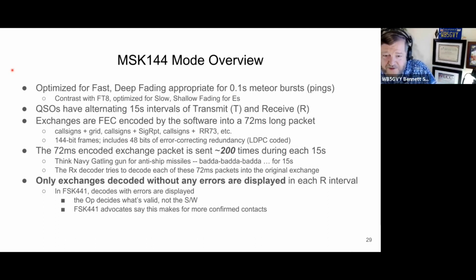We've already talked about the QSOs having this alternating interval between transmit and receive that lasts 15 seconds. Mentioned the error correction code. It's a form of forward error correction, FEC encoded, and all that's put into the 72 millisecond long packet. And as I mentioned, that's repeated like 200 times in each 15-second interval. And so we saw before how the call signs, the grids, signal reports, as appropriate to where you are in the middle of the QSO, get packed into that 144-bit frame and sent out.